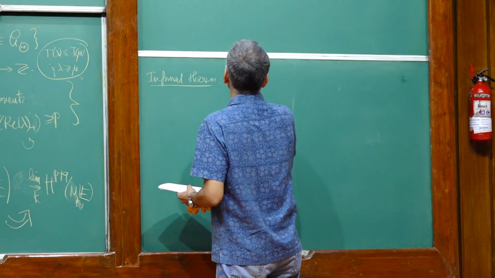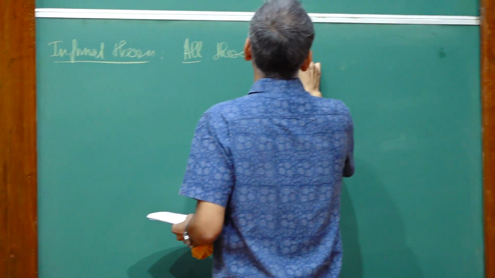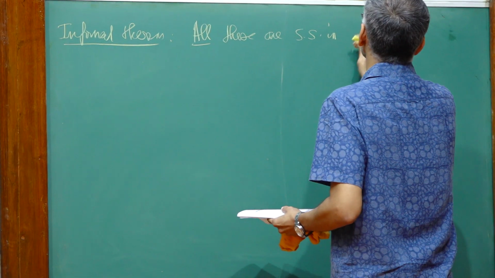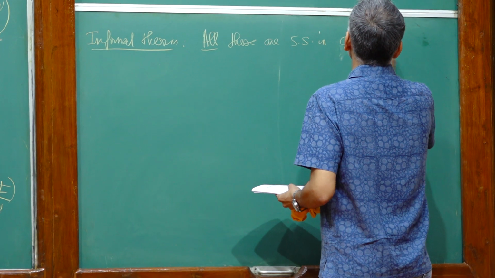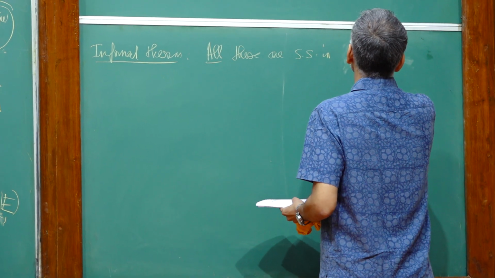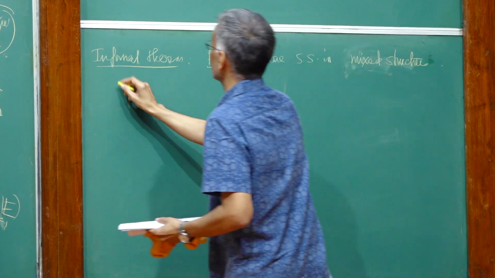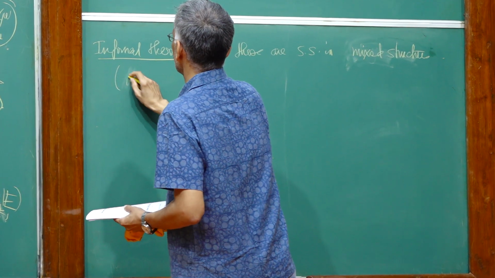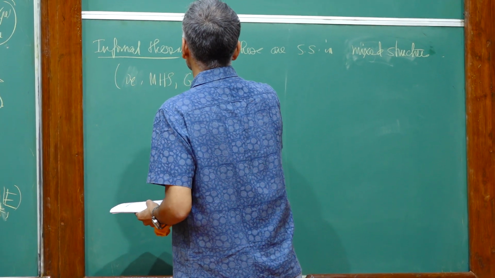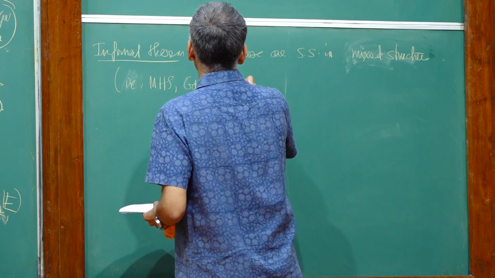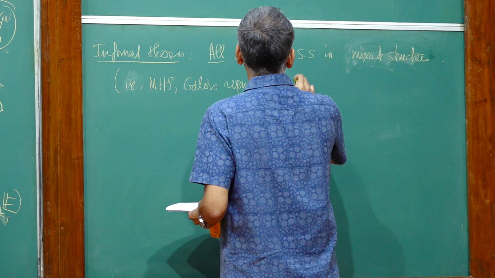is that all these are spectral sequences in categories of mixed structures. Which one has to be a little careful about, so that means in mixed Hodge structures, Galois representations over E, and actually mixed realizations over E.